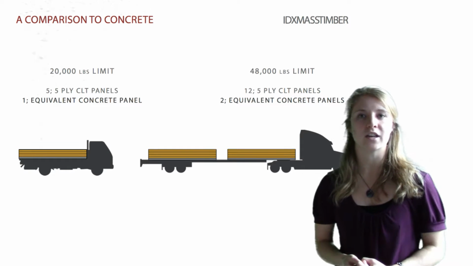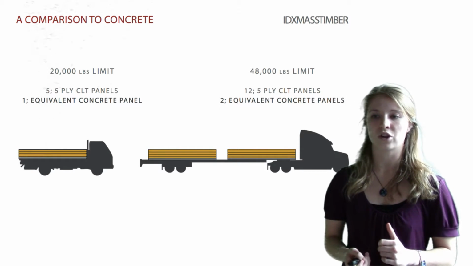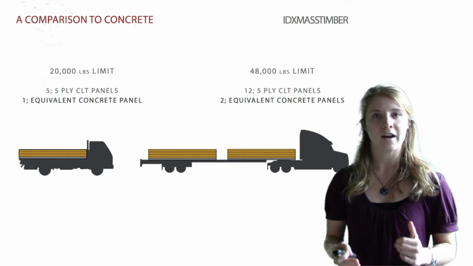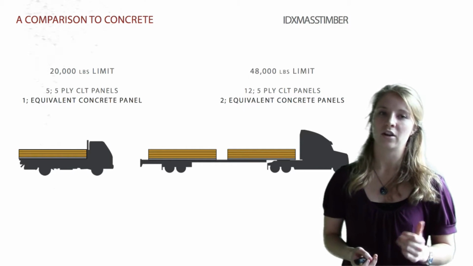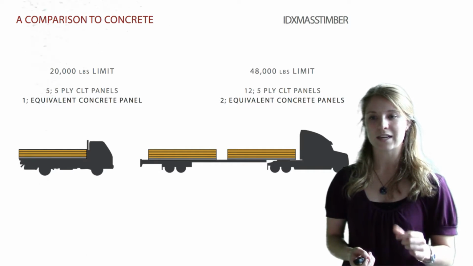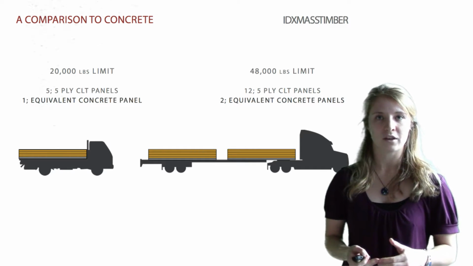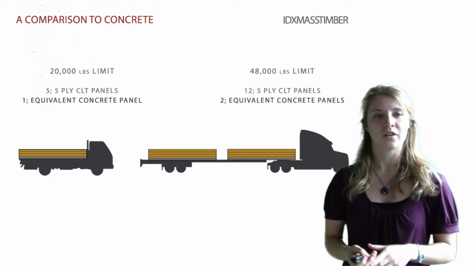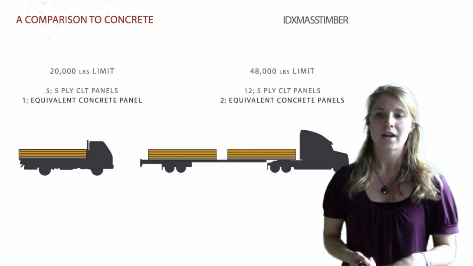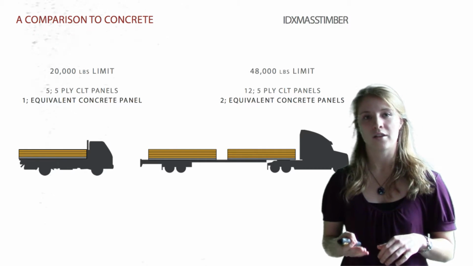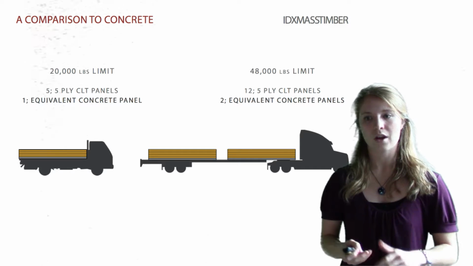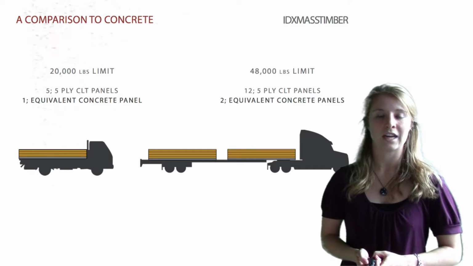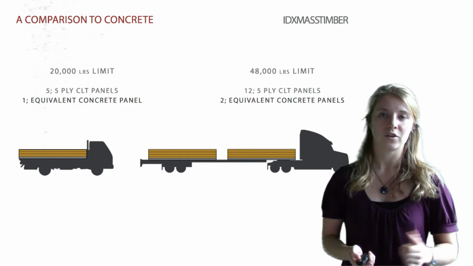As an interesting comparison, after realizing how weight restricted the truck shipments are, we decided to look at the comparison of shipping these 24-foot by 8-foot 5-ply CLT panels to an equivalent size panel in concrete. As you can see in this image, the yellow is the amount of CLT we can ship of this panel size, and the gray on the bottom is the amount of concrete. So when we have 5 panels on that 3-axle truck, we're down to 1 concrete panel. And when we have 12 panels on that 5-axle truck, we got down to only 2 concrete panels. So we can ship more CLT than we can concrete. And this is just something interesting to keep in mind as we look at the shipping for these buildings.